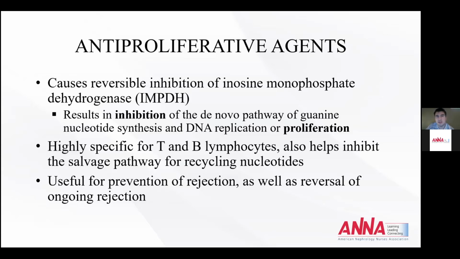Once these T and B cells are destroyed or there are fragments, your immune system and other body systems try to salvage those little nucleotide breakdowns from the DNA and use them right away. So it also blocks that pathway. It not only blocks DNA and RNA inside the cells, but it also blocks those nucleotides floating around from the destroyed T and B cells, so that your body can't salvage them and immediately form another response. It's useful for prevention of rejection, a very important one, and it can also cause reversal of ongoing rejection.